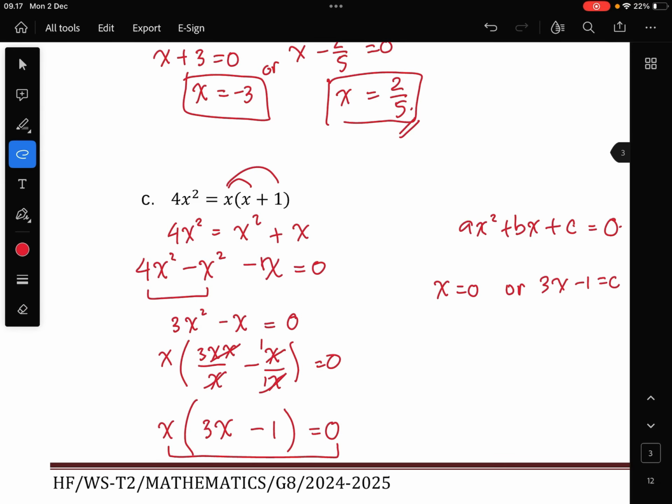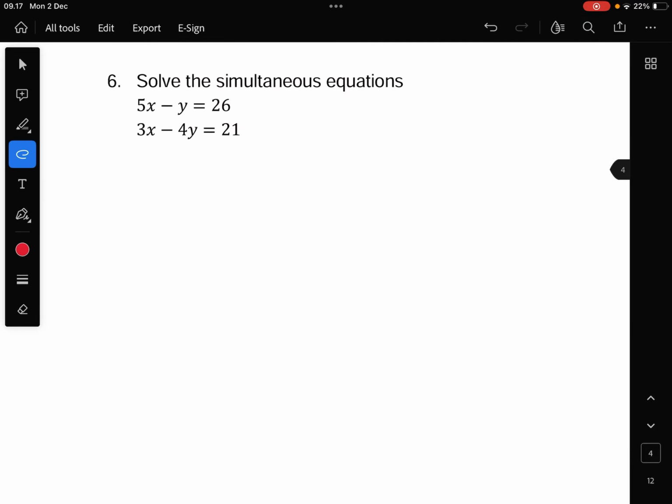So your solution is going to be x equals 0 or 3x minus 1 is equal to 0. So 3x is equal to 1, x is equal to 1 over 3. We have two answers here. Right, now let's move on to number 6.